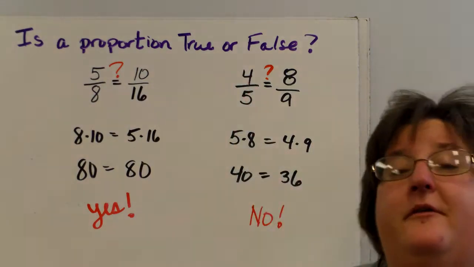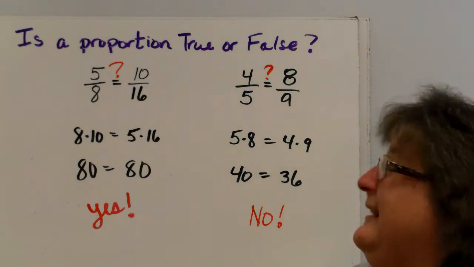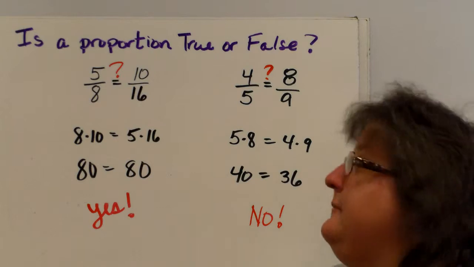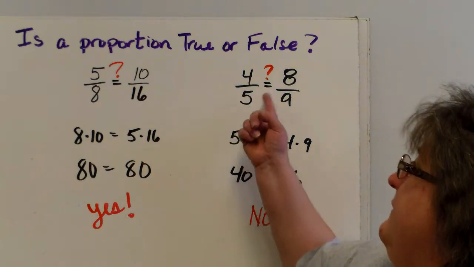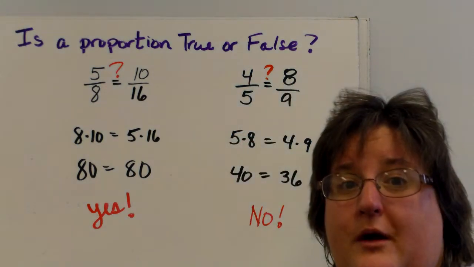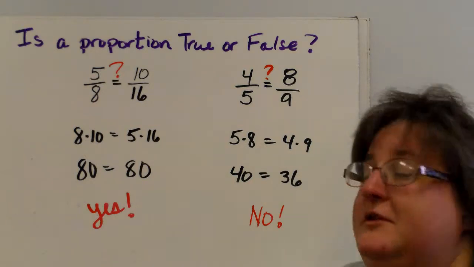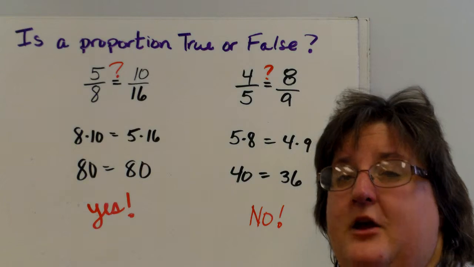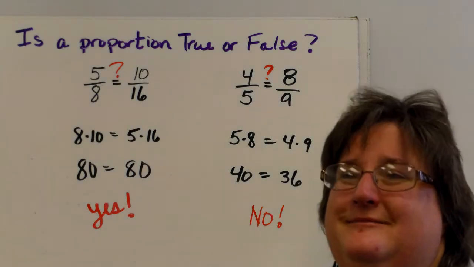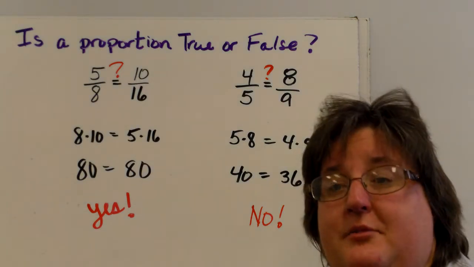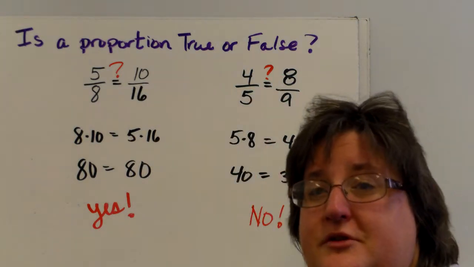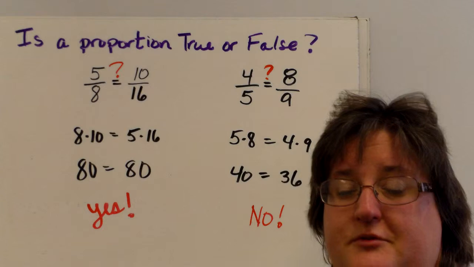Over here, we have 4/5 equals 8/9. Again, question mark, we're not quite sure if that is a true statement. When we cross multiply here, we get 8 times 5, which is 40. And then in the other direction, we would get 4 times 9, which would be 36. That's a big old no. Those cross products did not equal each other, so that is not a true proportion. Those two are not equal to each other.